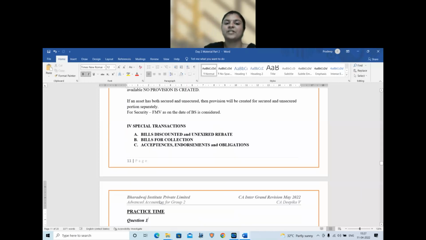And when it comes to special transactions: bills discounted, calculation of unexpired rebate, bills for collection, and acceptances and endorsements. In the last 2-3 attempts, they have not tested these three areas. But there is a chance bills discounted can definitely get tested. The focus has been more on P&L preparation, interest calculation, etc. So please ensure that you remember the formats and the provisioning norms for NPAs.